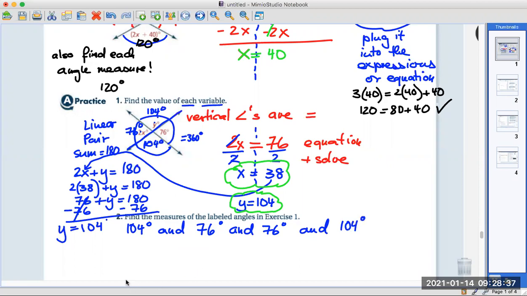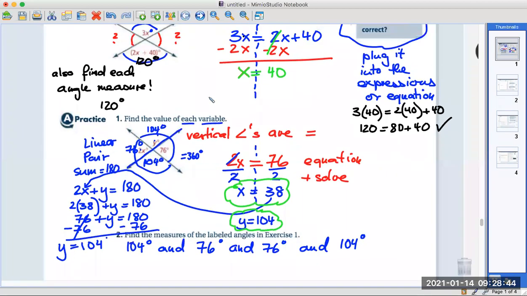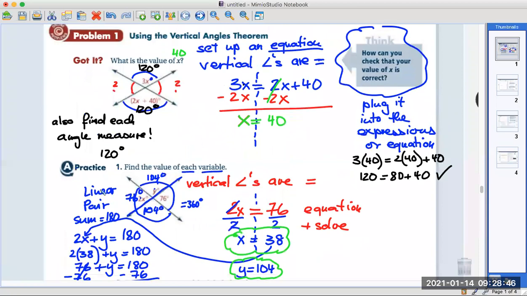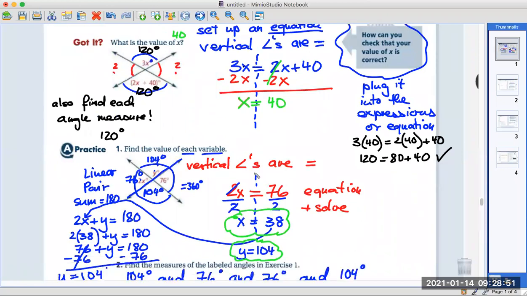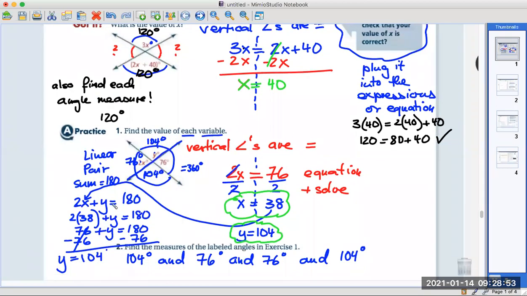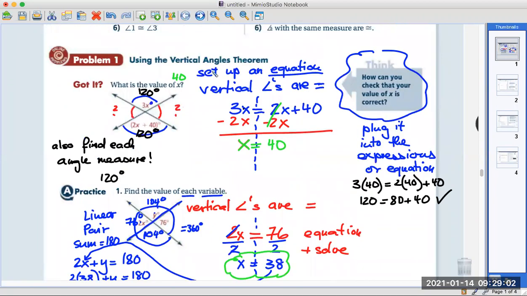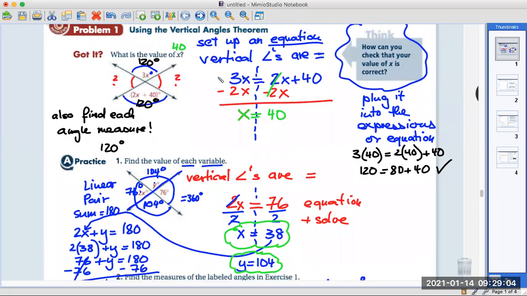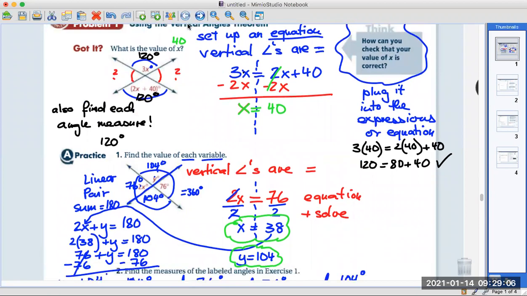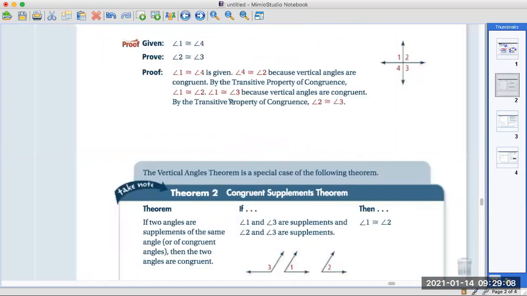Okay. All right, guys, this is what you need to know for this lesson. You need to know vertical angles and supplementary angles, which are linear pairs. You need to know how to set up the equation for vertical angles and how to set up the equation for supplementary angles, linear pairs. And there's one more angle that's called complementary. We'll come to that in a second. Okay, I'm going to look at the next page. I think this is done.